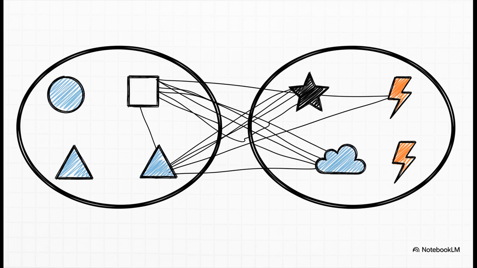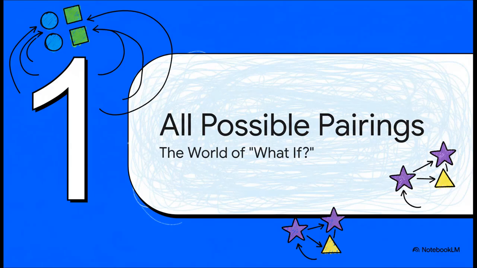And the very first step on this whole journey is to just imagine. Imagine every single possible connection that could ever exist between two different groups. Okay, so we're starting in this world of pure what if. A world where we're going to create every single combination we can possibly think of, just to lay it all out and see what we've got.